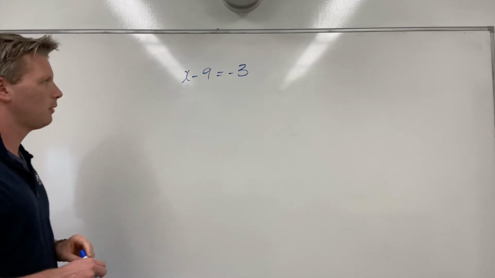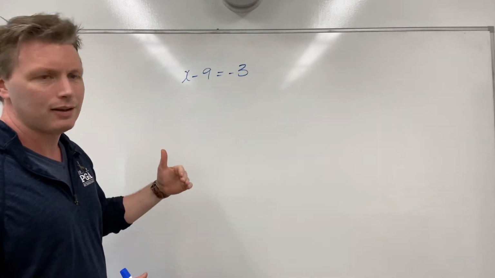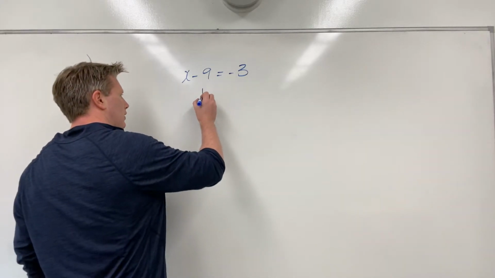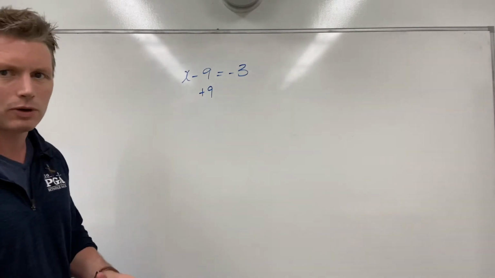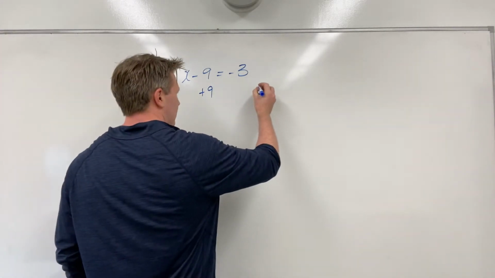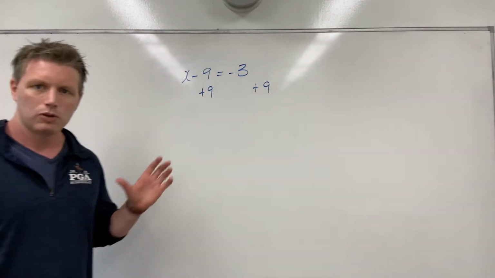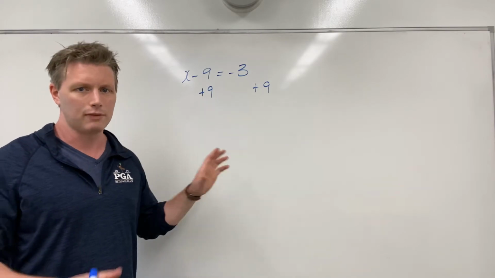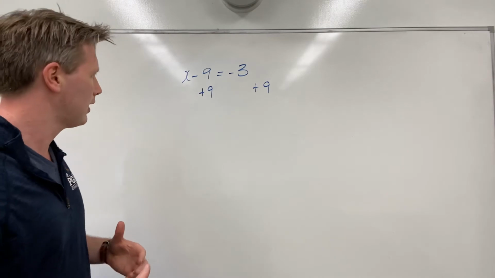Well, the way that we do this is we can simply add 9 to both sides. So I can add 9 to the left-hand side of my equation, but of course whatever I do to the left-hand side of the equation, I must also do to the right-hand side. So I must also add 9 to this side. Whatever you do to the left, you must do to the right. Whatever you do to the right, you must do to the left. You must do the same on both sides of the equation so that you keep the equation the same.